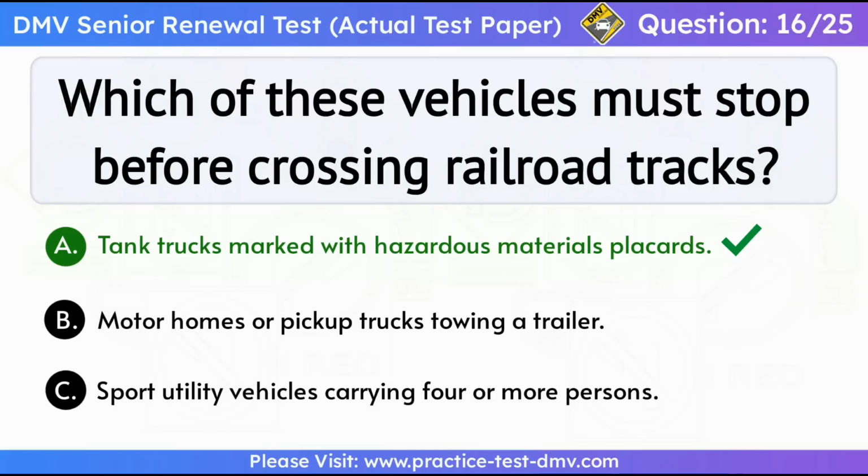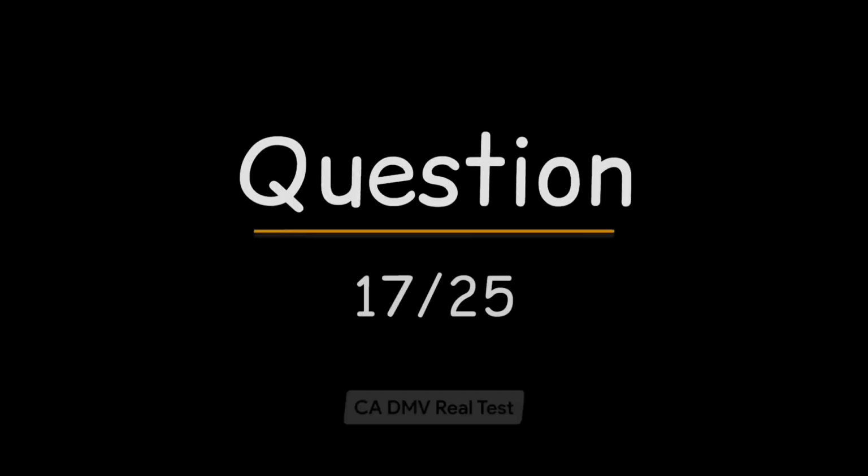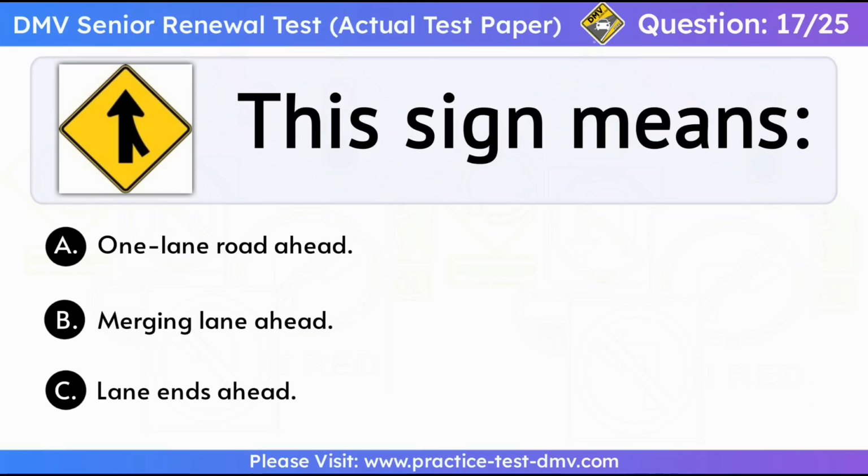Trucks transporting hazardous loads must stop before they cross railroad tracks. Question 17. This sign means A. One-lane road ahead.